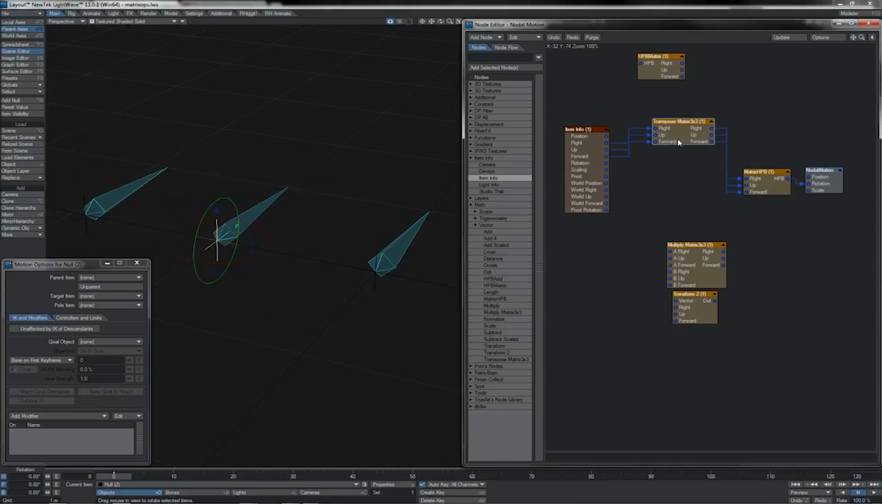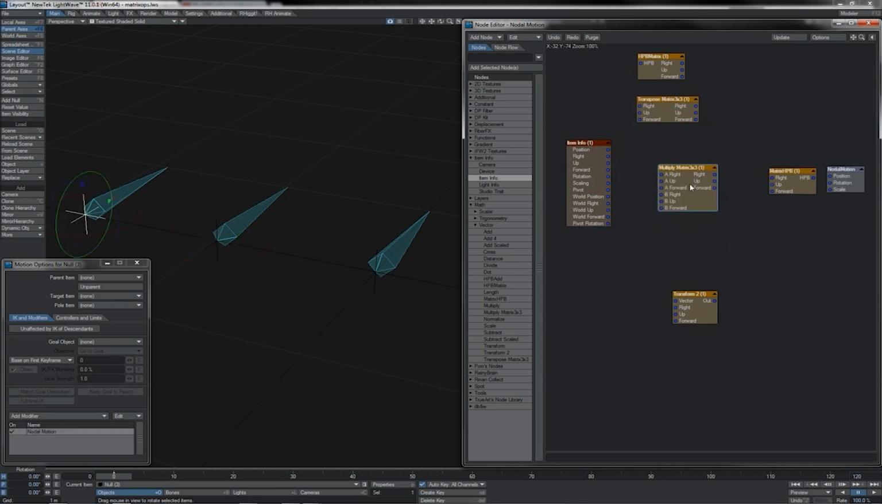We don't have to do this coming from item info when we do want to do a reverse constraint like this. The world right, up and forward are the transpose of the right, up and forward here. You would generally use this when you needed to grab the same inverse rotation information, but coming from somewhere else, some constructed rotation, where you didn't get a source world right, up and forward like you do on this node.